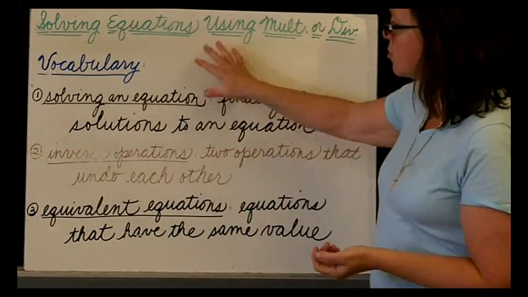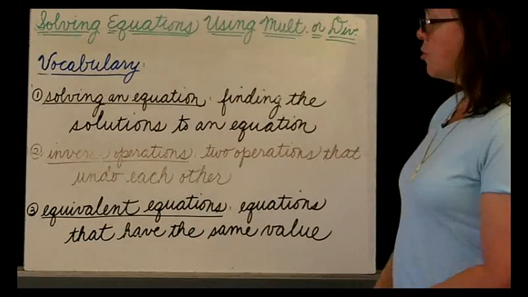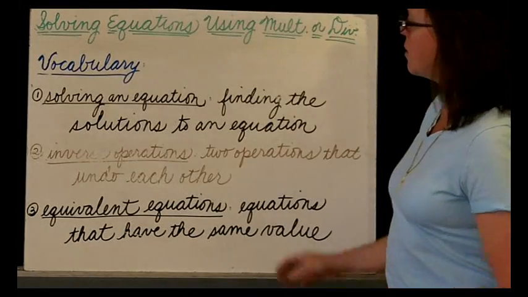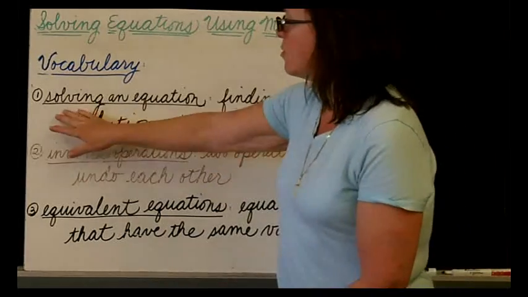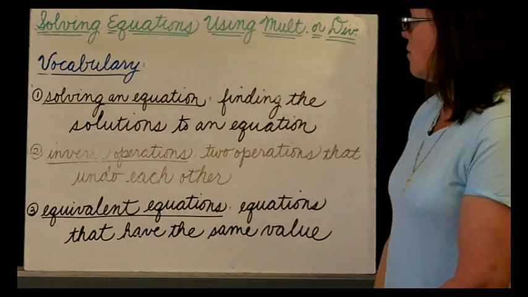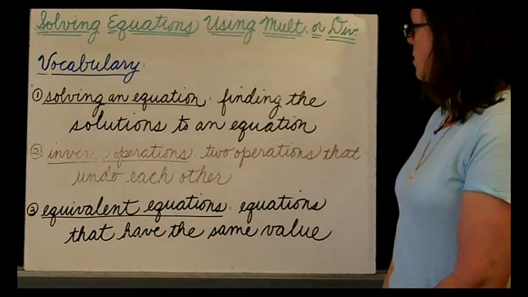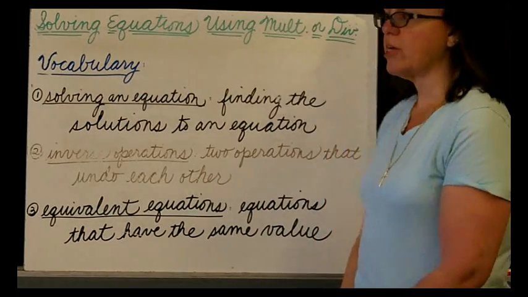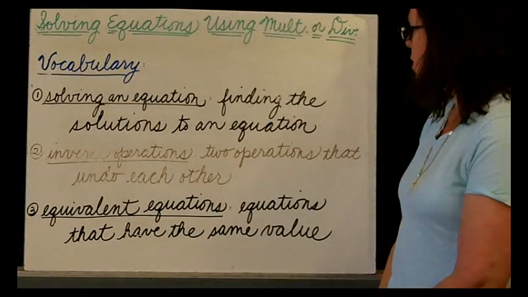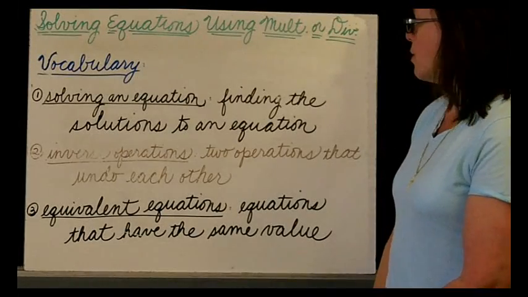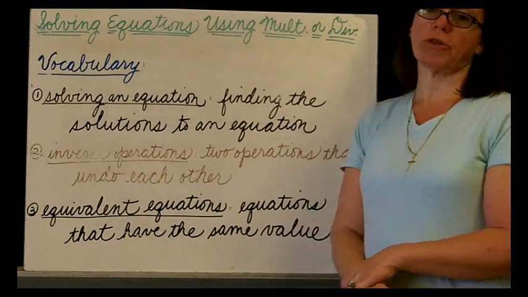But as a result, we have duplicates in our vocabulary. Let's take a look at our first term, solving an equation. It's actually very self-explanatory. Solving an equation means simply finding the solutions to an equation. Inverse operations, again, that's familiar. Inverse operations are two operations that undo each other.